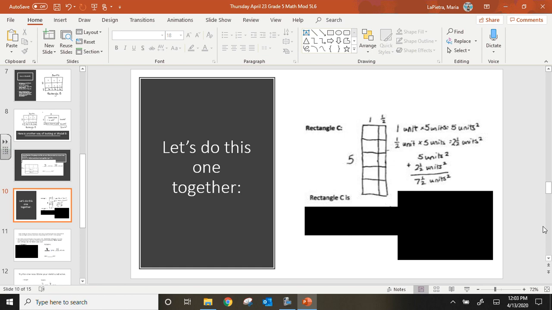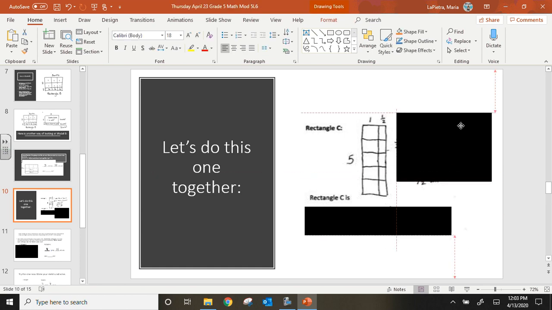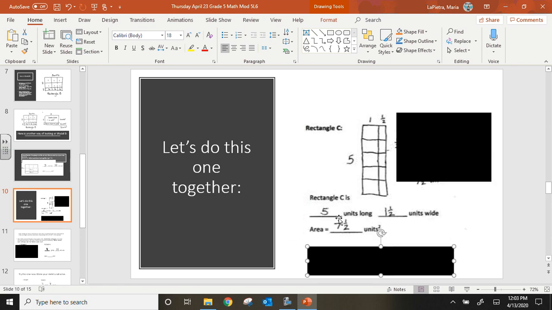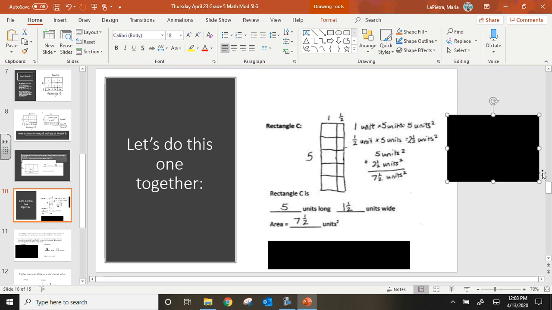Or you could have done 1.5 and made that into an improper fraction, which would be 3/2, and multiply that by 5/1, and still get 7.5 units. Okay, so 5 units long times 1.5 units wide gives you 7.5 units squared. Hold that over so you can see it. There you go.